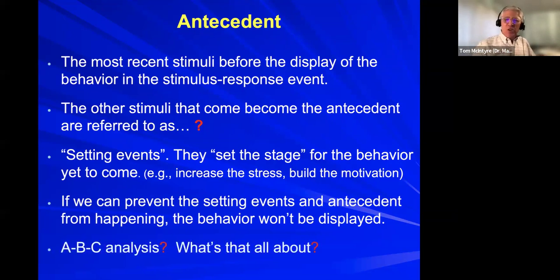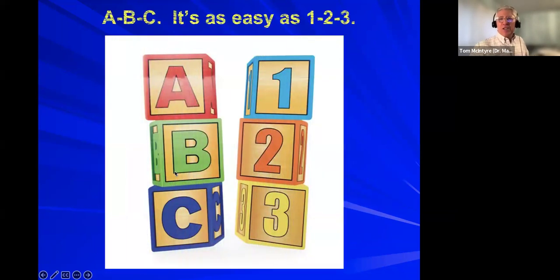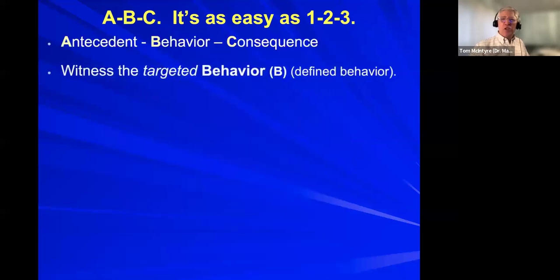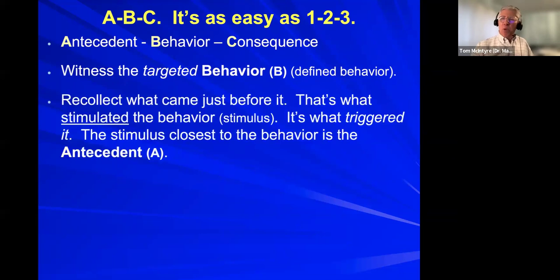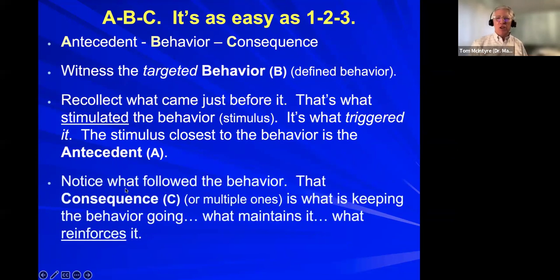All right. And in one of the parts, you'll be conducting an ABC analysis. And yes, ABC it is, as simple as 1, 2, 3. You see the behavior that you've defined. And then you think about, well, what came before it? And what was the trigger, the antecedent? And then we say, oh, what happened after that behavior? Because that's what's keeping that behavior going in those circumstances.